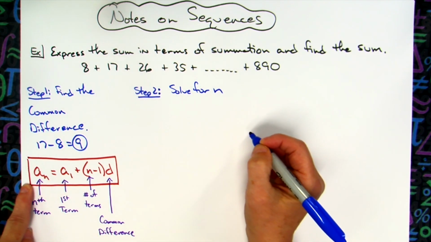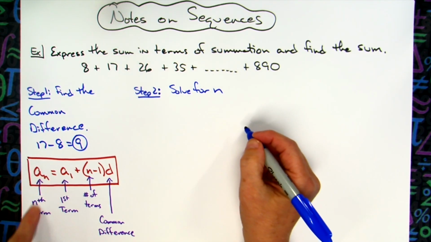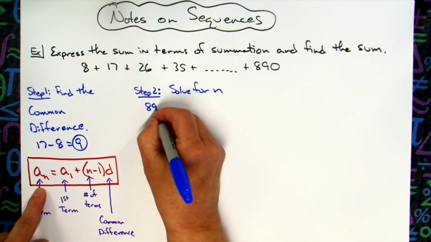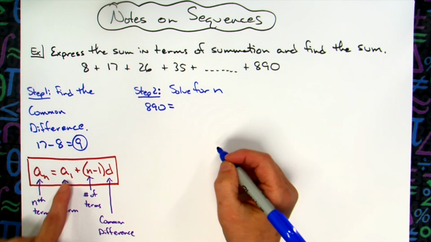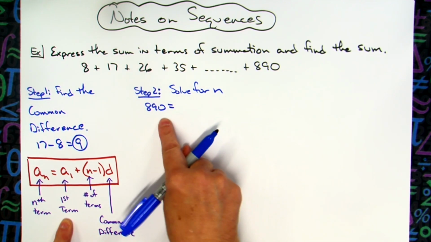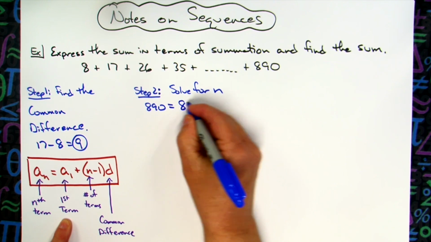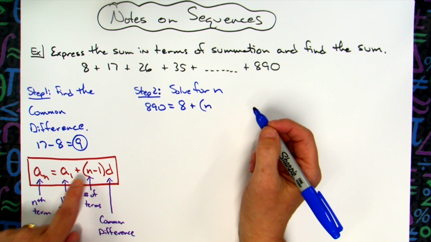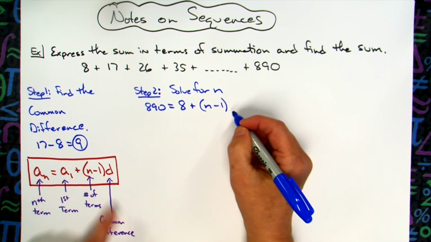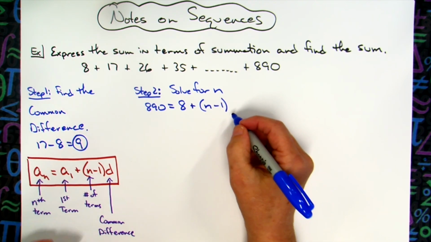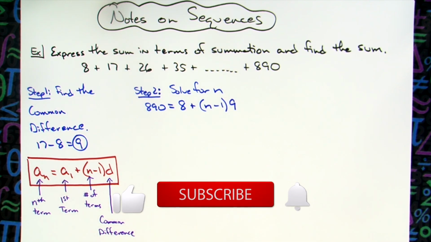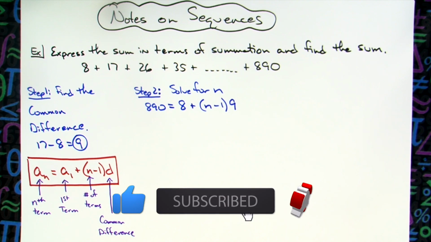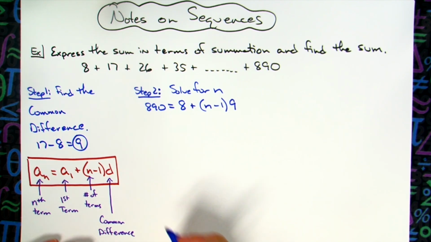I'm going to use this formula and plug in everything I know. My nth term is 890, so 890 is equal to a sub 1, my first term, which is 8, plus parentheses, n, which is what I don't know, minus 1, times my d, the common difference I found in step 1, which is 9. That's a pretty simple equation with some distributive property in there. You can solve that for n.